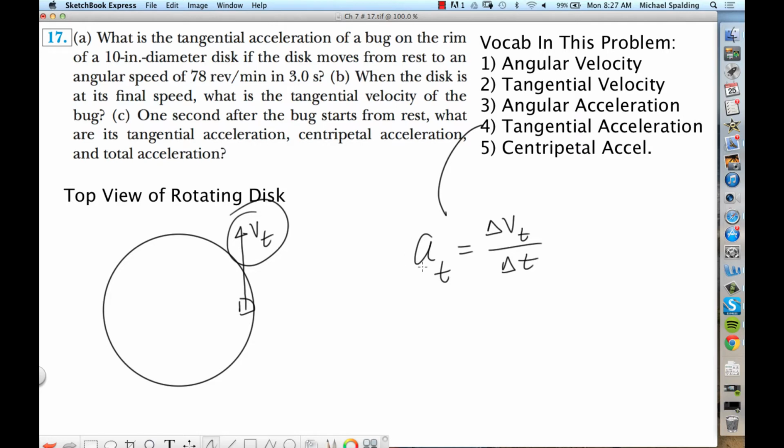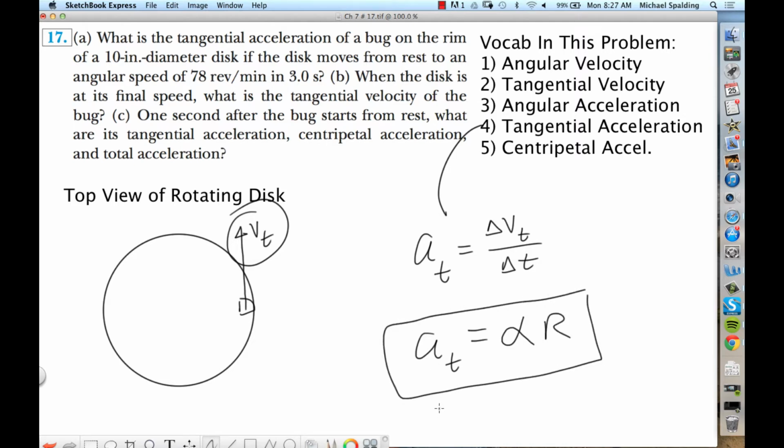Now look, how could you find tangential acceleration? There's an equation for it. To get tangential acceleration, you take the angular acceleration times the radius. It's easy to remember because what was the equation for tangential velocity? Tangential velocity was what? Angular velocity times radius. So tangential acceleration, you take the angular acceleration times the radius. If you want tangential velocity, that's angular velocity times radius.